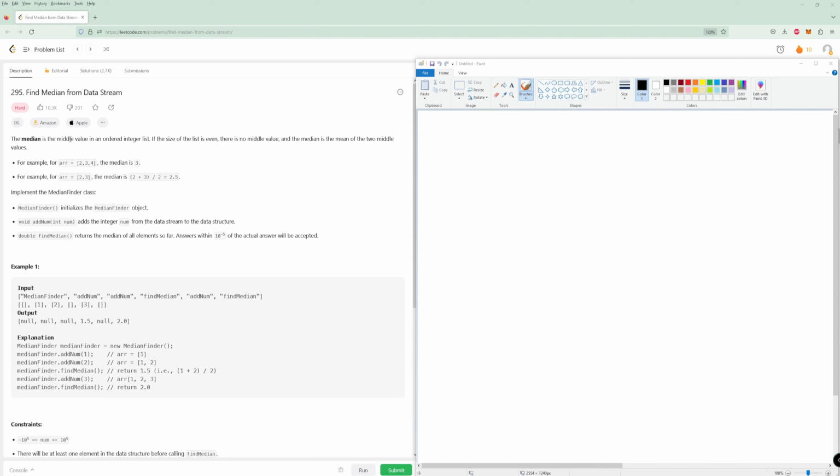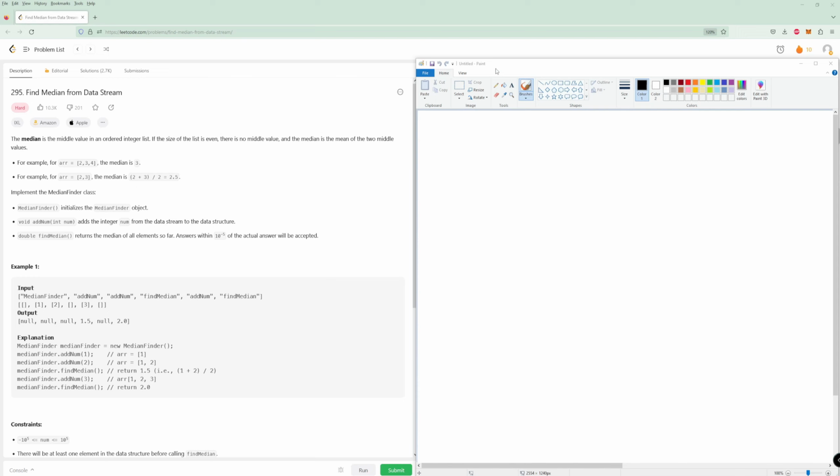So the median is the middle value in an unordered integer list. If the size of the list is even, there is no middle value, and the median is the average of the two middle values. So that's pretty straightforward. They just show how to calculate the median. If you have an odd number of values, then the median is the middle value. And if you have an even number, then the median is the average of the two middle values.